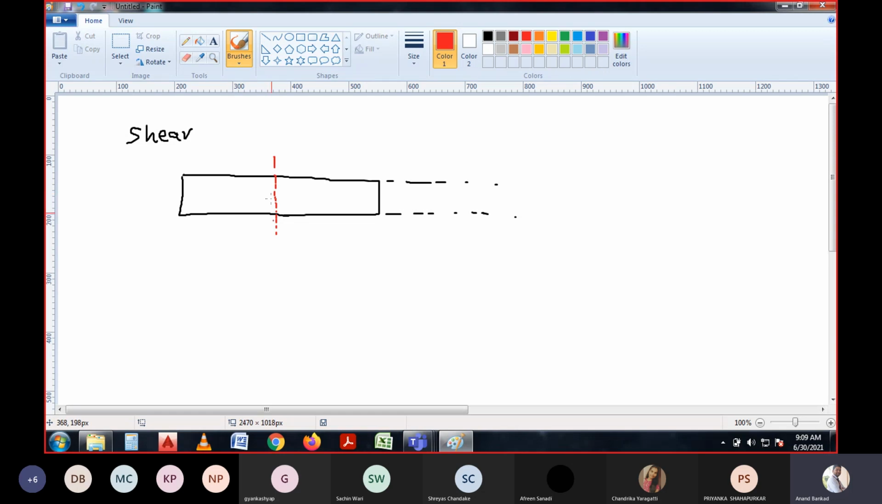Once the shear happens, what exactly is the phenomenon? The part of the beam, the part of this element, will try to move either downward or upward, opposite to the part of the other section. So when shear happens, the particular part of the element will try to move in this direction.